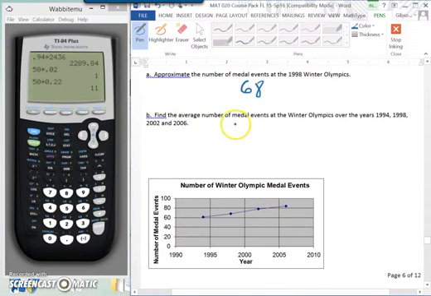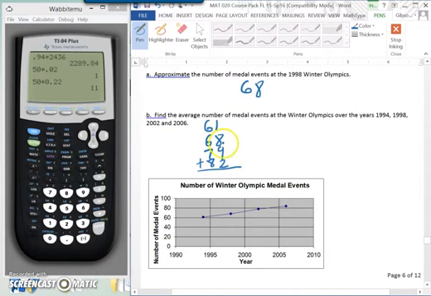It says B, find the average number of medal events at the Winter Olympics over the years 1994, 1998, 2002, and 2006. So we had 1994, which is about here, which I could say is about 61. And then 1998, we said it was about 68. 2002, which would be about here, is a little less than 80, so we can make that 79. In 2006, which would be about here, which is a little over 80. Let's just say that that's 82.